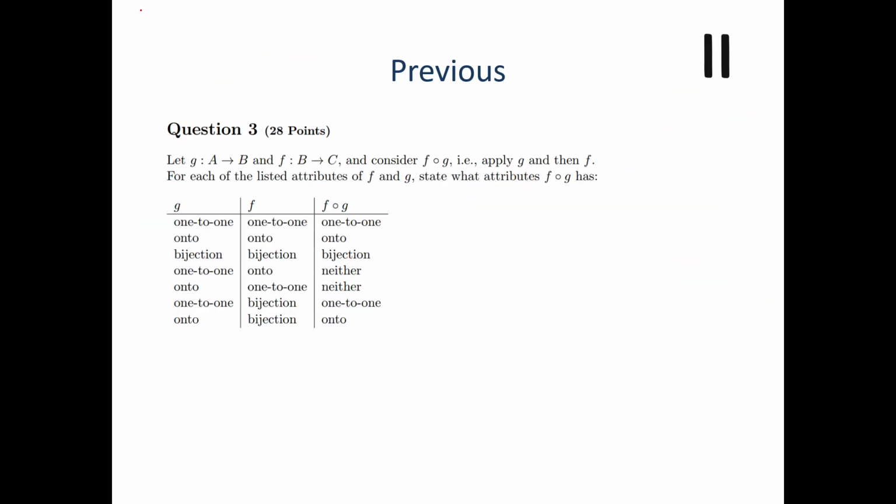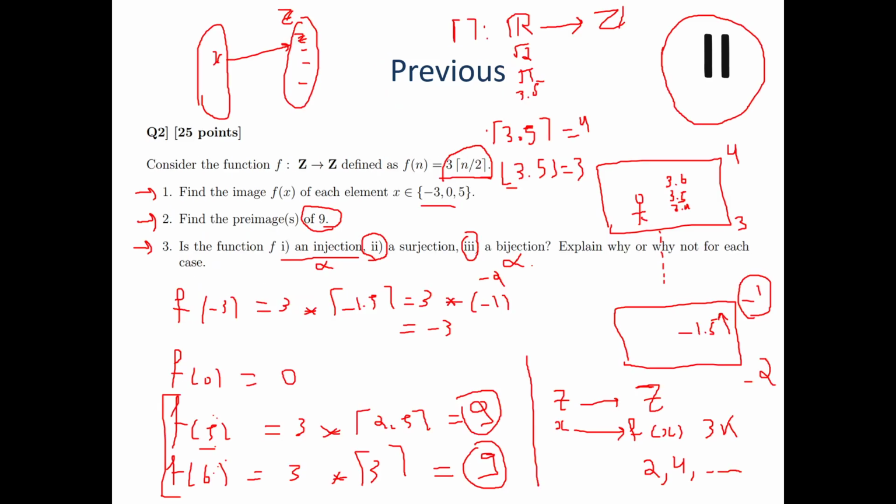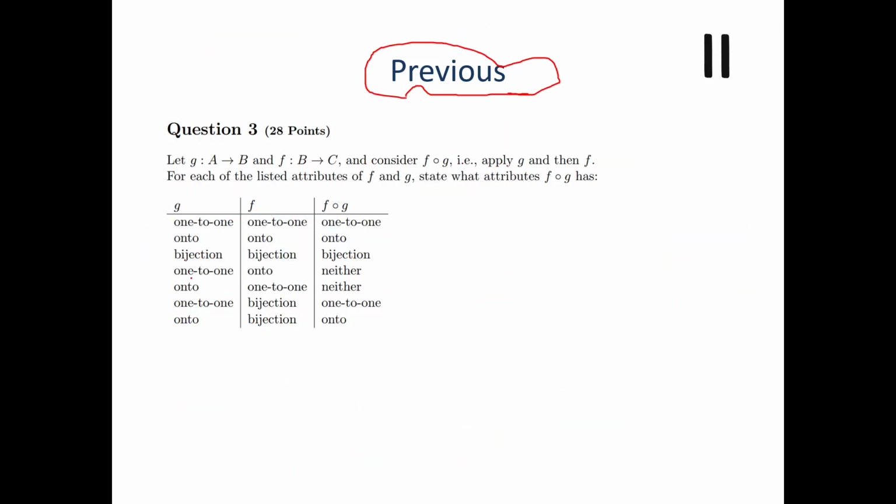Okay, by the way, this whole "previous" thing just means these are questions that have come before in an exam, so they're good practice. You're given here in this question G and F, and you want to consider F round G. They tell you G has this attribute, F has this one. Prove that F round G has this one. Pause and think about it.